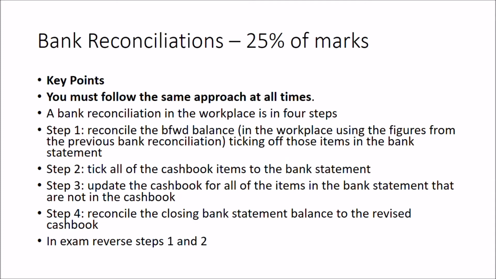In the exam, they're not going to give you the last period's bank reconciliation, because that would make it a bit too easy, as you'd have the template of how to answer the question. Instead, you're going to have to reconcile the brought forward balances yourself and find out what the items were in the previous month's cash book. To do that, you reverse steps 1 and 2. So you tick all the cash book items first, and then you reconcile the brought forward balances.